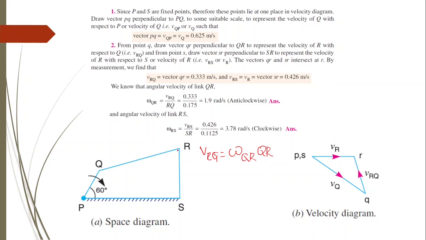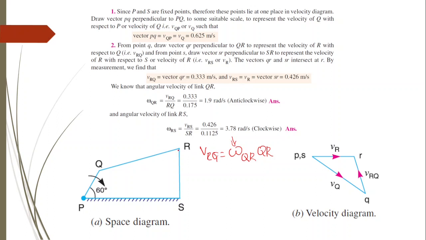The direction is already known, but the magnitude is unknown because omega QR is unknown data. We have to find out the angular velocity of this connecting rod. Before that, we cannot say that the linear velocity of R with respect to Q is this much or that much. We cannot find that value before finding the angular velocity of that particular link.